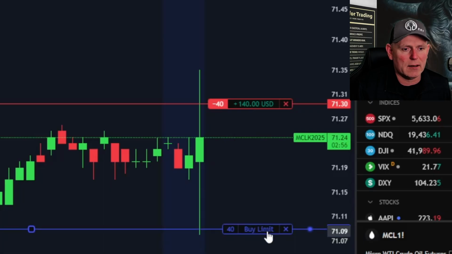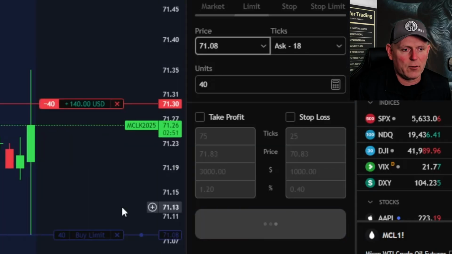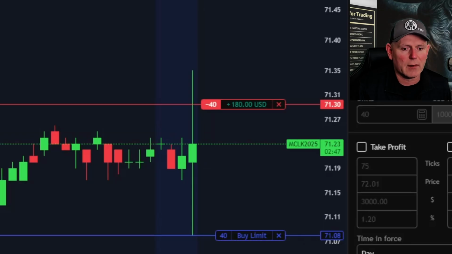We'll see what happens here. I'm going to actually move this up just to see if we can retest that low. Because we're almost done, guys. It's 1:32. We got 27 minutes left.